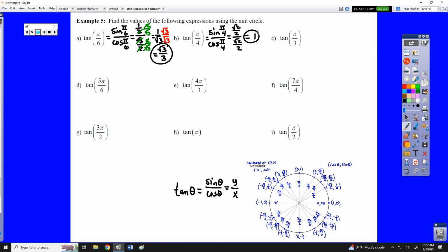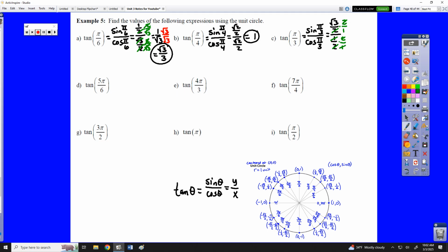Tangent of pi over 3, again, that's the sine of pi over 3 divided by the cosine of pi over 3, which is the y-coordinate of pi over 3's point over the cosine, which is the x-coordinate. So that would be √3 over 2 on top, divided by 1/2. Again, to simplify that, we would multiply by the reciprocal of the denominator.